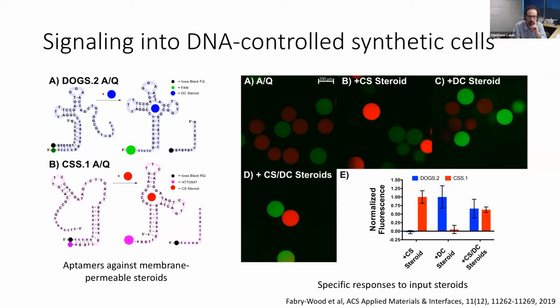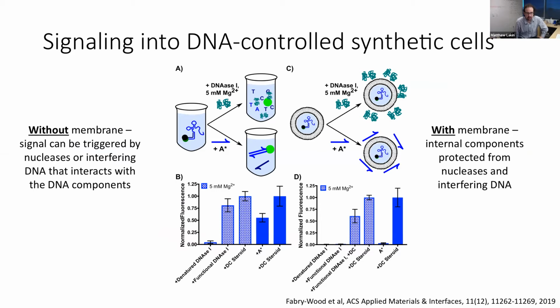The final data here is just to demonstrate that the presence of the membrane protects the aptamers from denaturation by DNases. These are DNA aptamers, again. So DNase I digestion, or just interacting with a complementary nucleic acid, the anti-aptamer essentially, would otherwise bind to the whole thing and displace the quencher and give you lots of fluorescence.